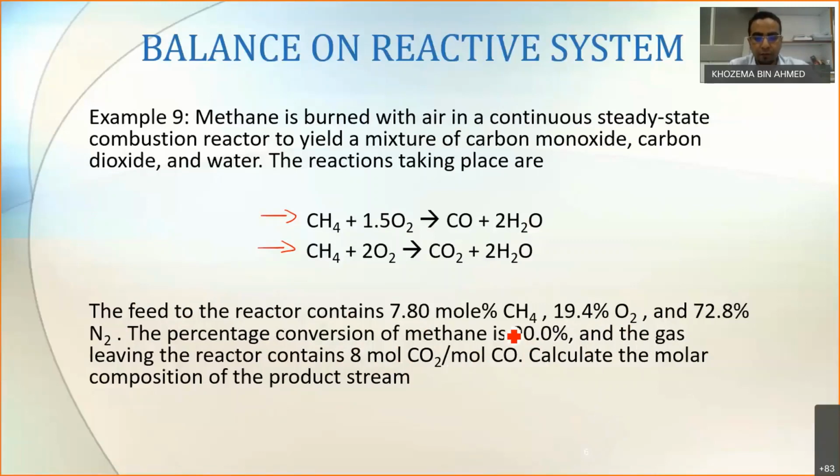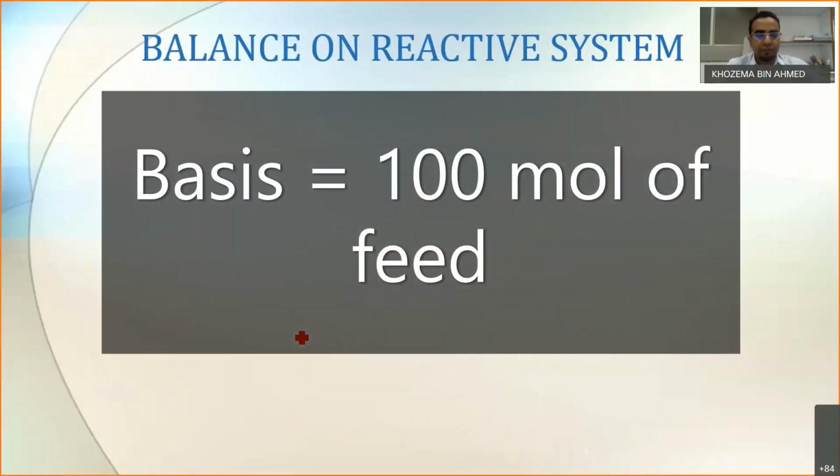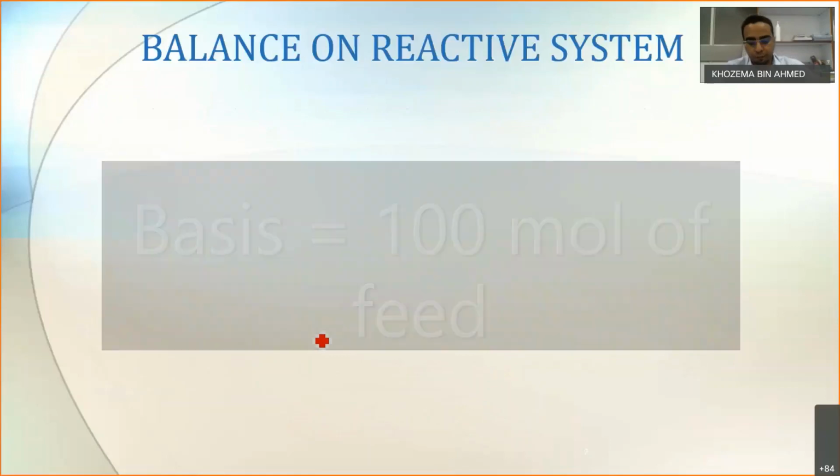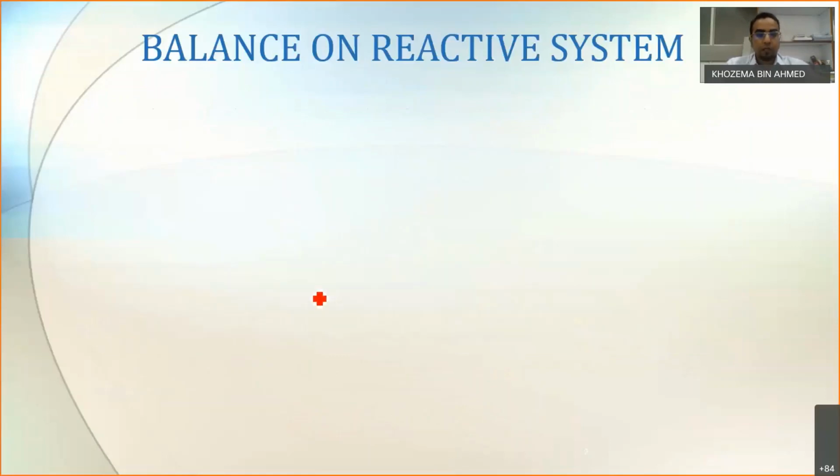So this is our conversion value, and this one, 8 mole of CO2 over CO, we can say is our selectivity. These two pieces of information are crucial for us to use. Now we know the basis and almost all the information given. So the first thing we need to do is draw our process flow diagram or flowchart.